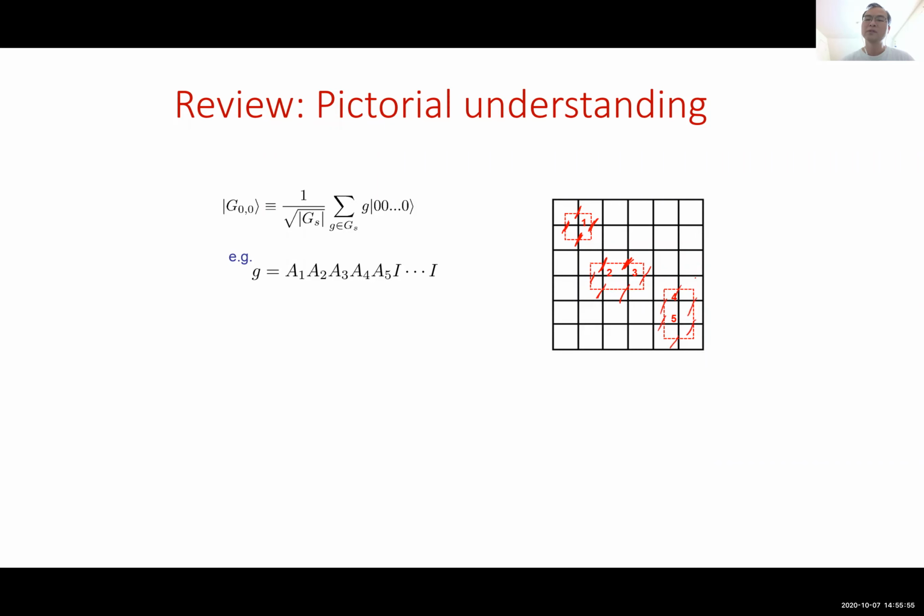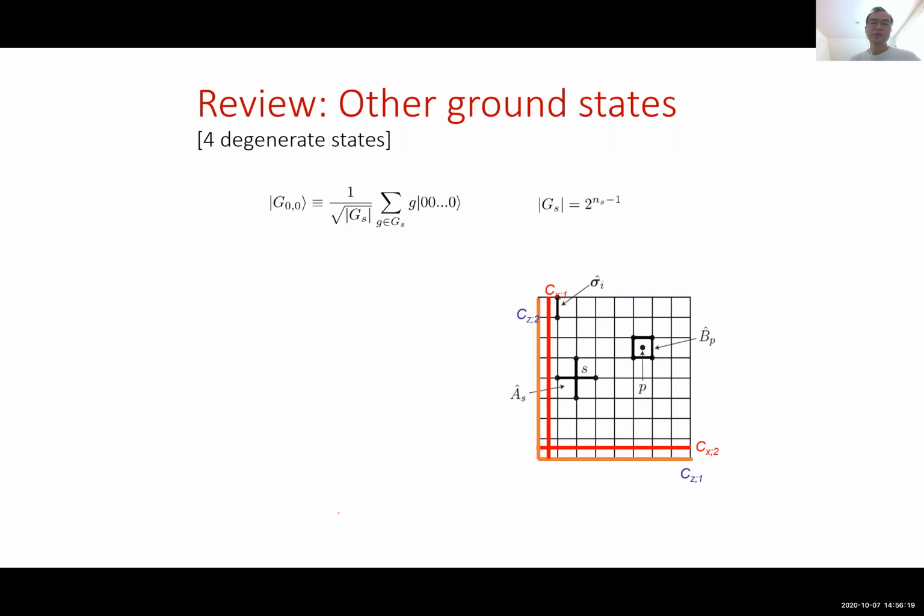All the rest are 0. So let me just write 0 everywhere else. These are local loops, right? They're contractible. And the ground state is the sum of all possible configurations you can think of, like this. And that's the ground state, one of the ground states, because we know there are 2 qubits.